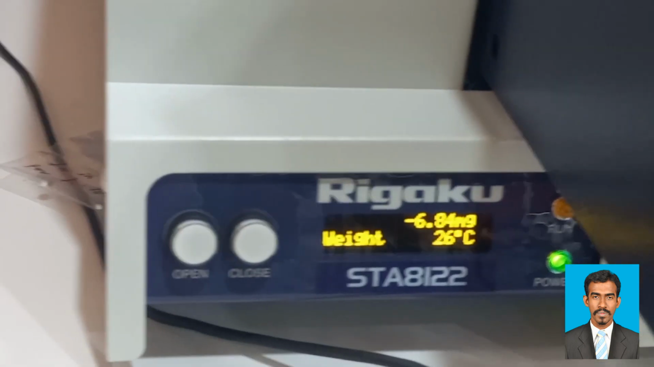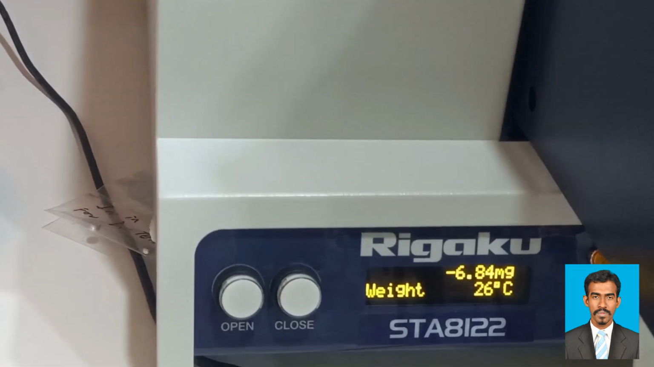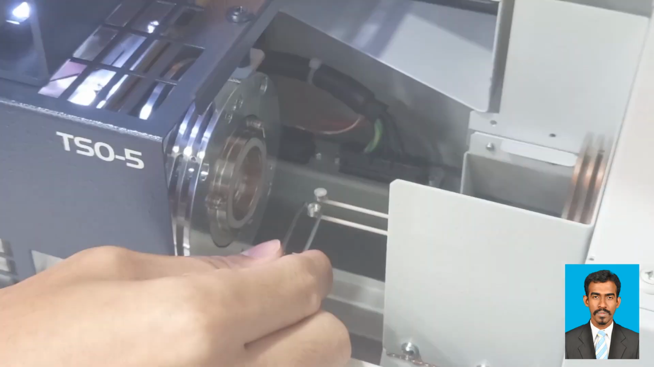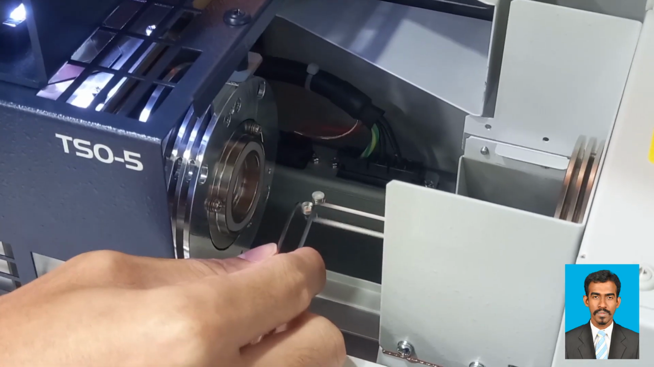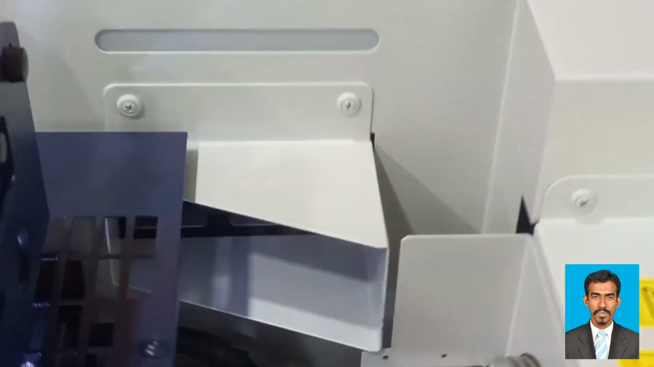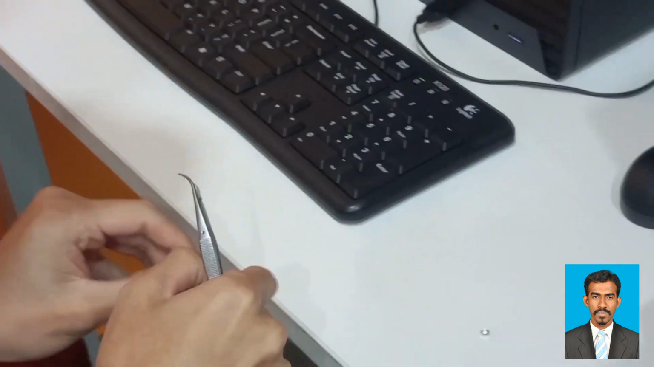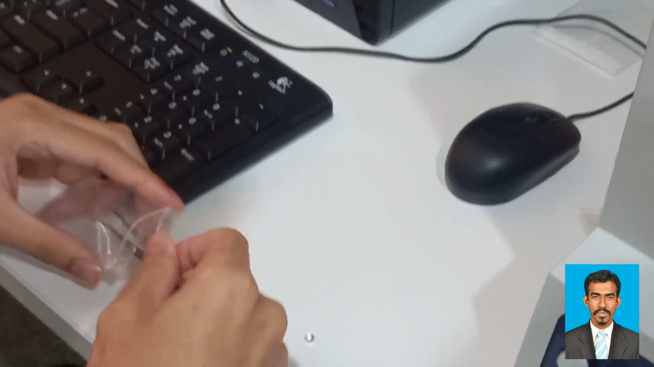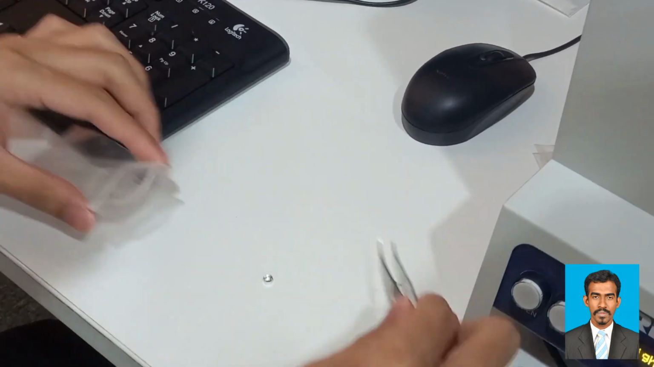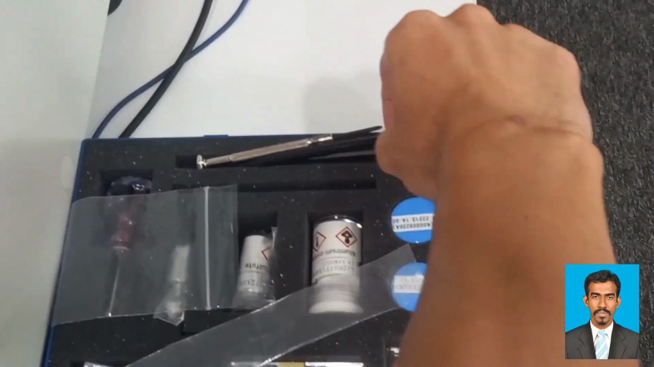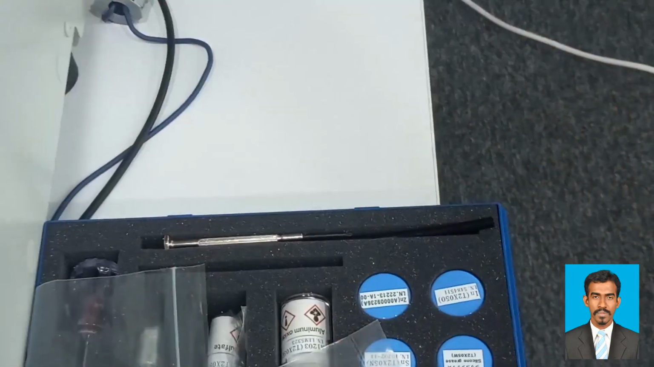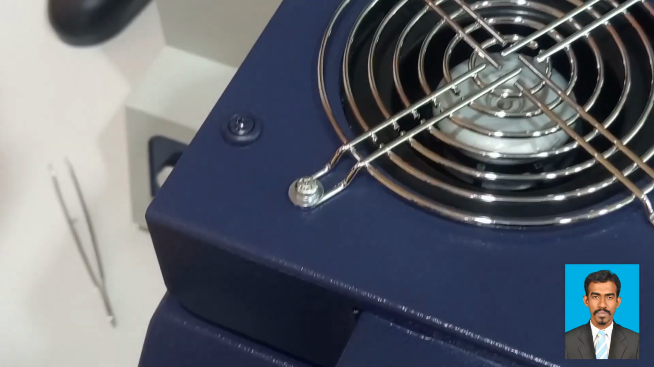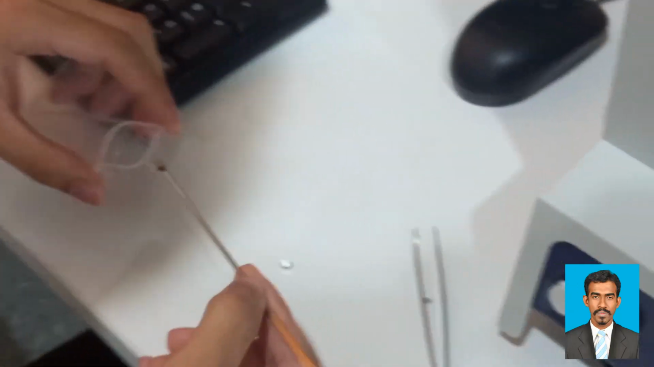It helps to improve the following parameters. It eliminates instrumental drift, removes background signals to compensate for sample pan effects, improves measurements, and facilitates data interpretation. After re-zeroing, the sample pan is removed and the sample is kept within the pan, and then again the sample pan is placed in its place.